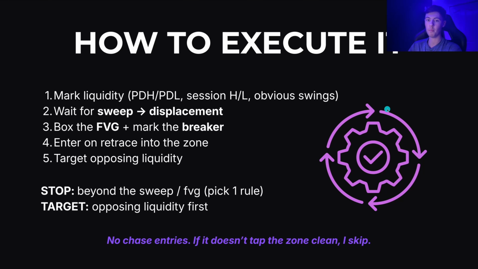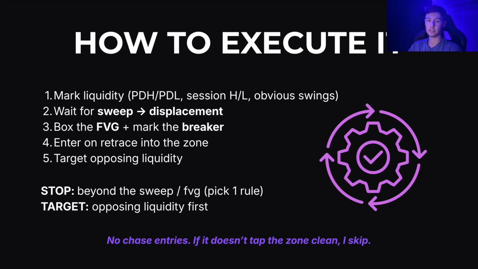So number one, you need to mark out your liquidity levels. So start your day by marking out previous day high, previous day low, session liquidity, London highs, Asia lows, etc. And obvious swings, whether that be on the 15 minute, the 30 minute, the 1 hour, the 4 hour, any higher time frame works. And then step number two, after 9:30 a.m. Eastern Standard Time, which is New York time, you simply want to wait for a sweep on any of those liquidity levels, whether that be previous day high, previous day low, etc.